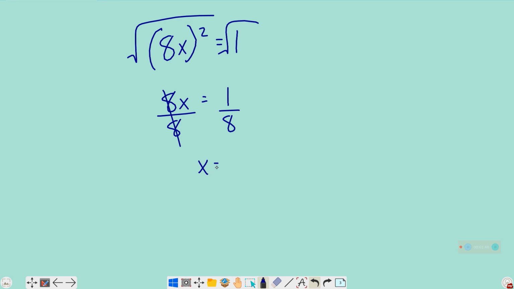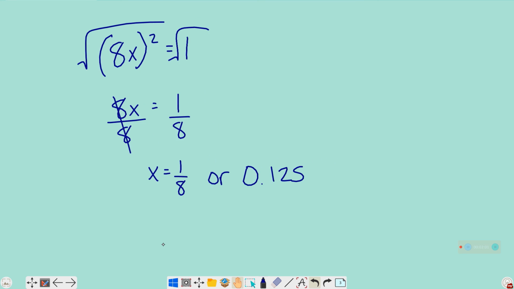And x is equal to 1/8 or 0.125. You might see both of those represented. You could also solve this a different way.